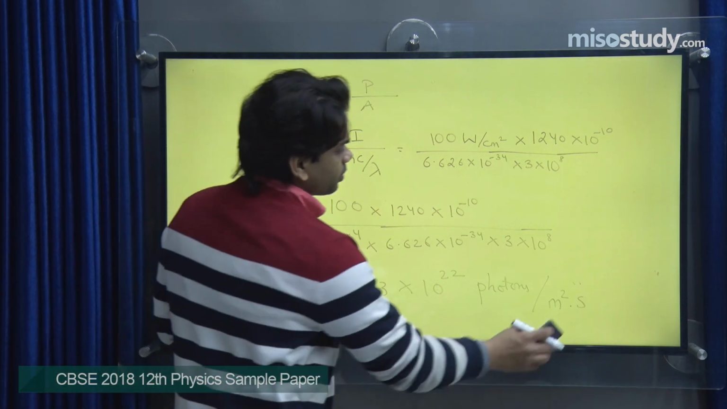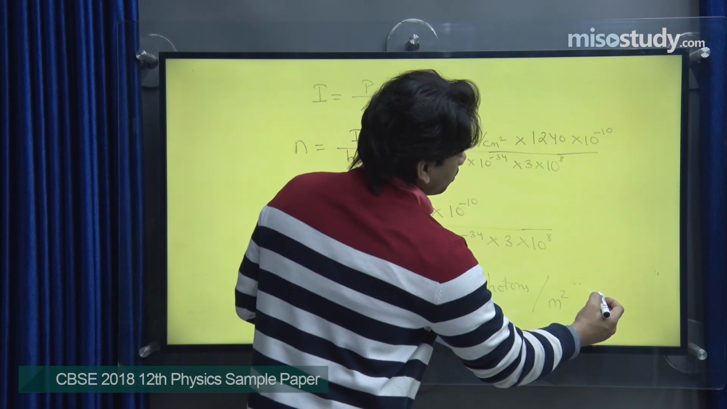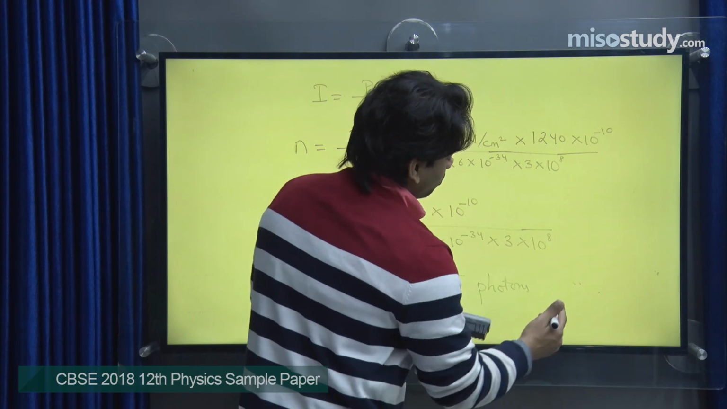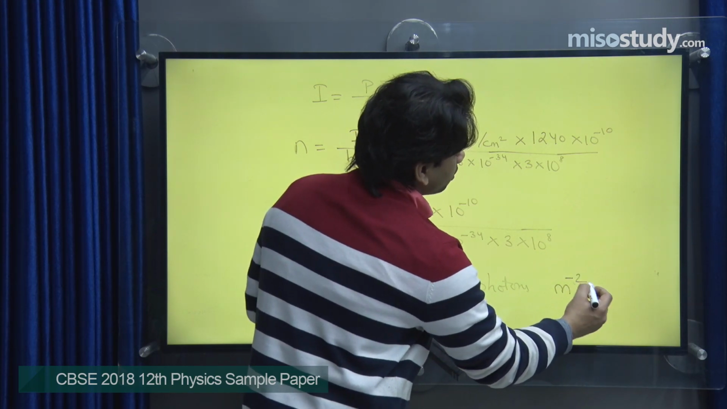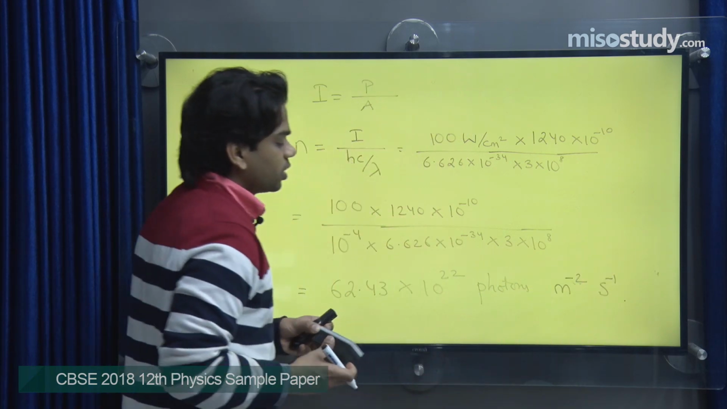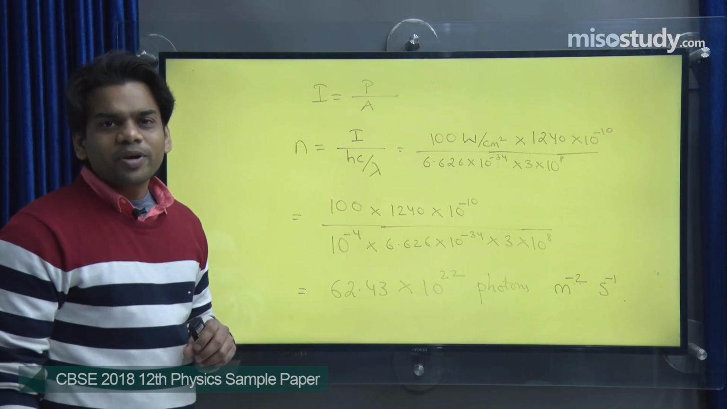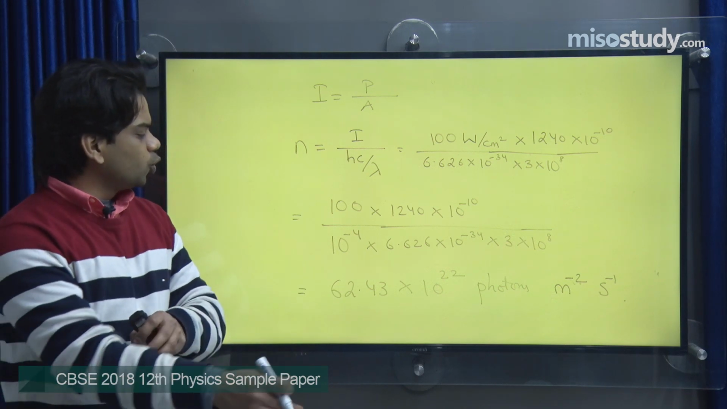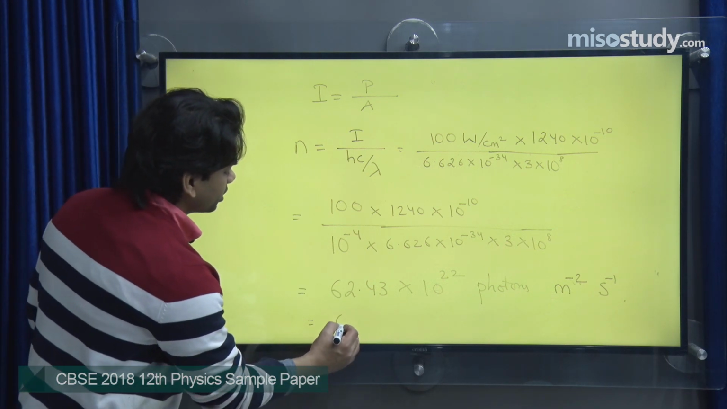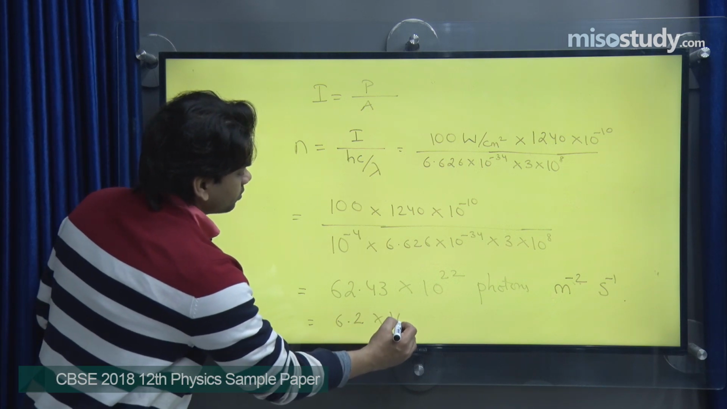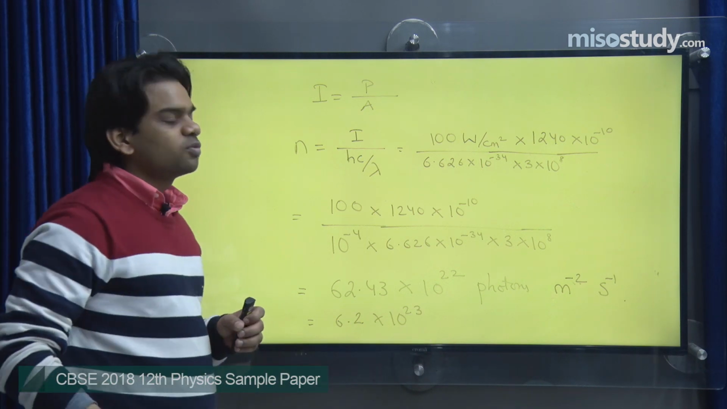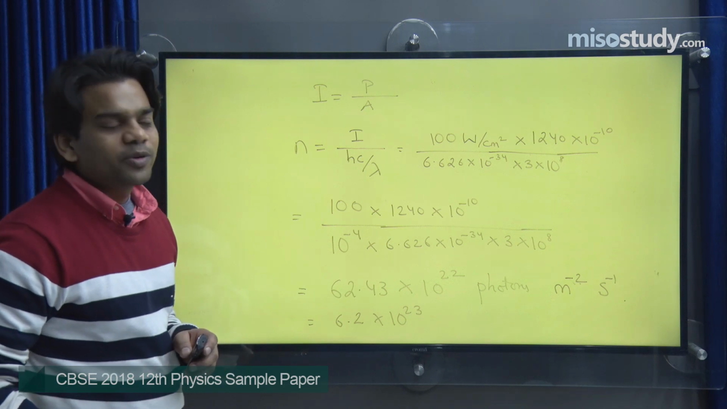And then let me write it separately. Let me write this way, number of photons per unit area per unit time. This will be the given answer of the number of photons emitted per unit time. You can even write 6.2 into 10 to power 23. Number of photons per unit area in meter square per unit time in second.